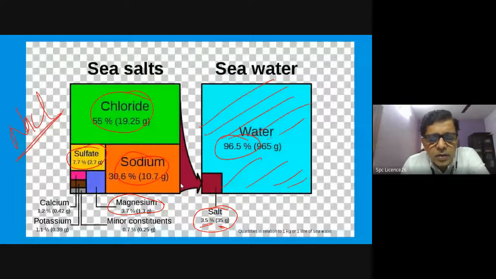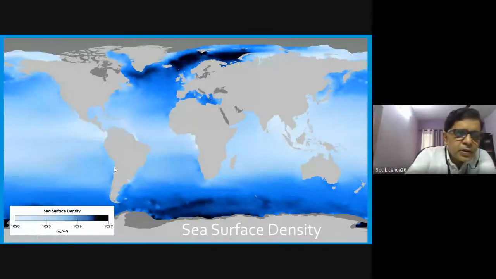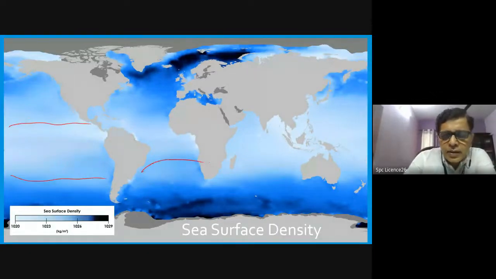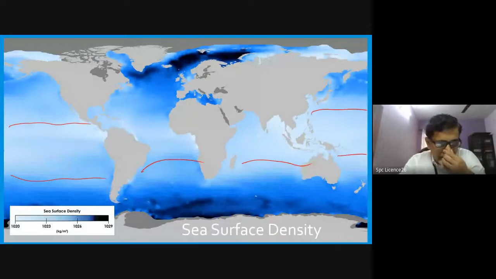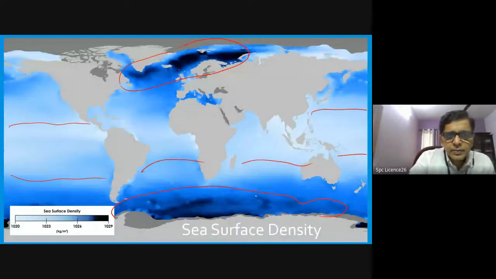This is the surface density map. You'll see that in the tropical regions, the shades are lighter in color, so the sea surface density is lesser. And as you move towards the colder parts, the sea surface density increases.